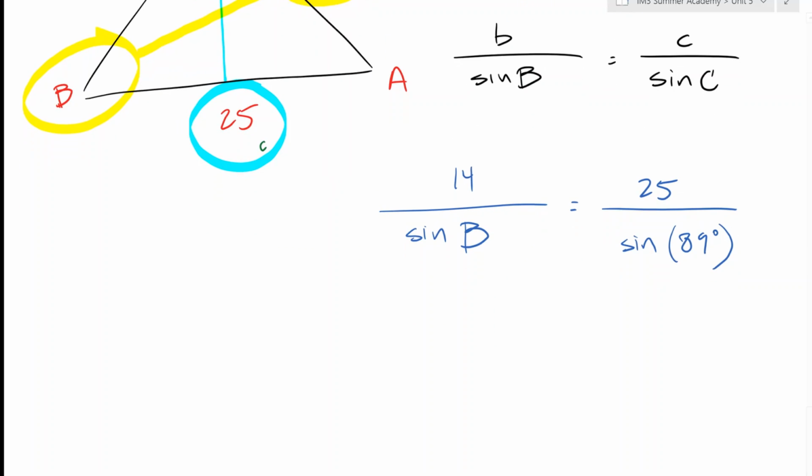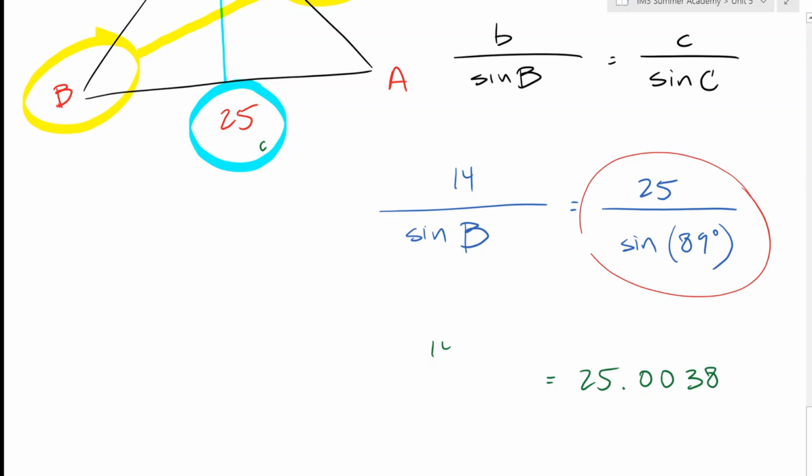All right, so just like before, we've got one side that's all numbers, so I'm going to put that whole thing onto the calculator. So 25 divided by the sine of 89 degrees, that comes out to 25.0038. This side is still a 14 over sine big B.